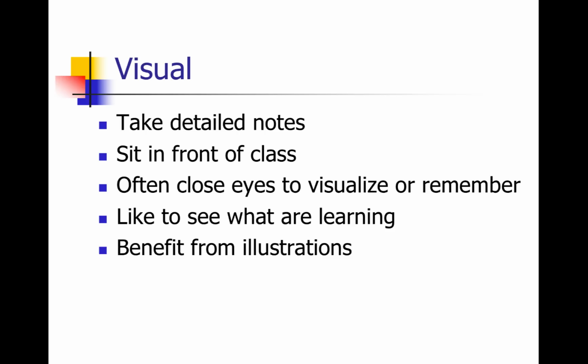So visual learners, and again, hopefully you did this assessment and you figured out where you scored. Visual learners tend to learn by seeing and looking. So these folks tend to take detailed notes, sit in the front of the class so they can see what's going on. Often they will close their eyes and visualize or remember something. They want to watch and see what they're learning, so they benefit from illustrations and from presentations that use color that you can really focus in on. They're attracted to written or spoken language that's rich in imagery, so people that really describe things that you can see and visualize. And they prefer stimuli to be isolated from auditory or kinesthetic distraction.